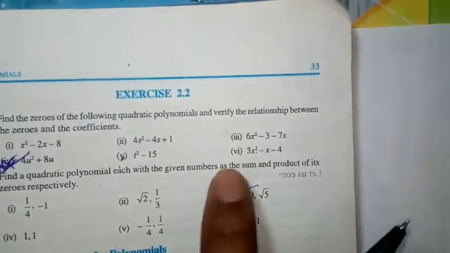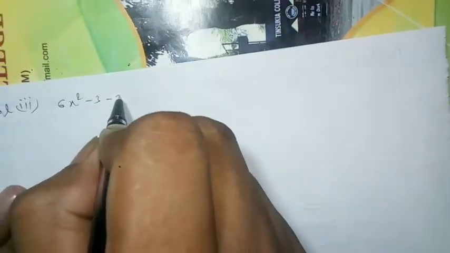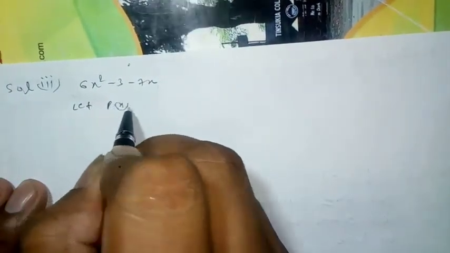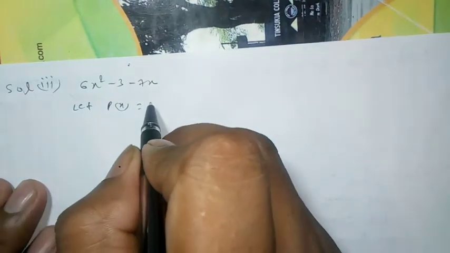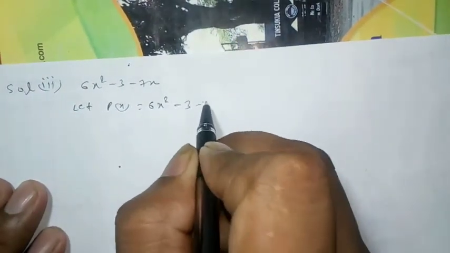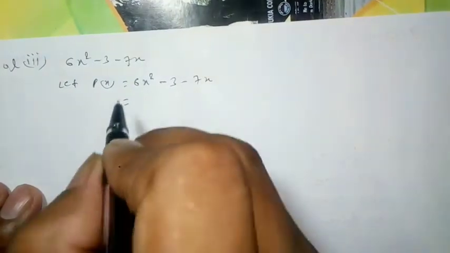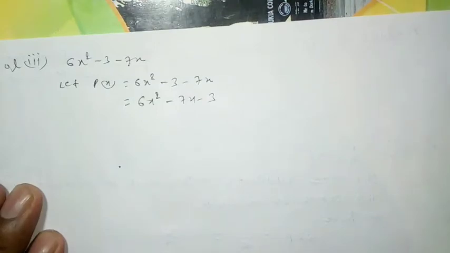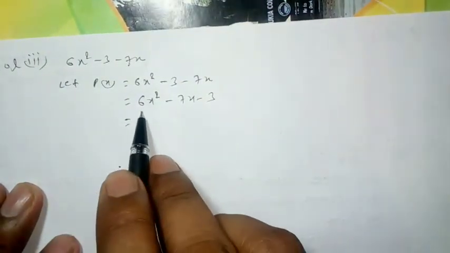Solution of question number 3 of 1. The question number 3 is 6x square minus 3 minus 7x. Let P(x) is equal to 6x square minus 3 minus 7x. Now rearrange them. Then 6x square minus 7x minus 3. Okay, same, 6 times 3 is 18.